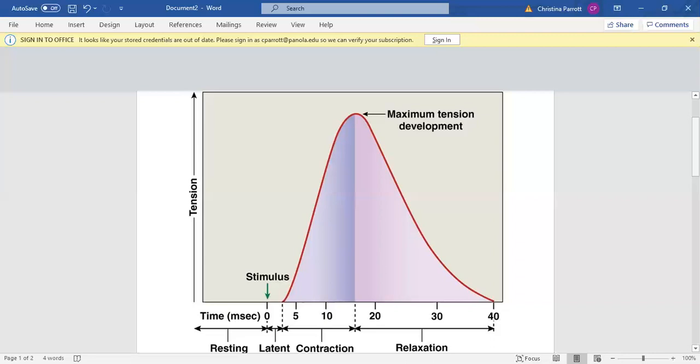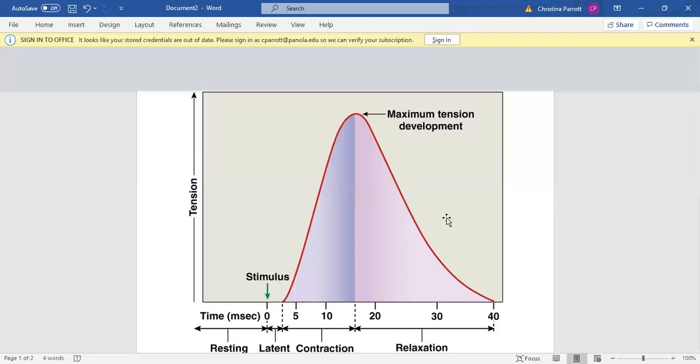Then you have the beginning of a contraction phase. And in the contraction phase, you're going to have calcium ions now binding to troponin, and the active sites on the actin are exposed. And then you can have the cross bridges forming between the myosin and actin. So that's what's occurring during that contraction phase, and that muscle starts to contract or increase in tension. And you can see that by the upper level or upper angle.